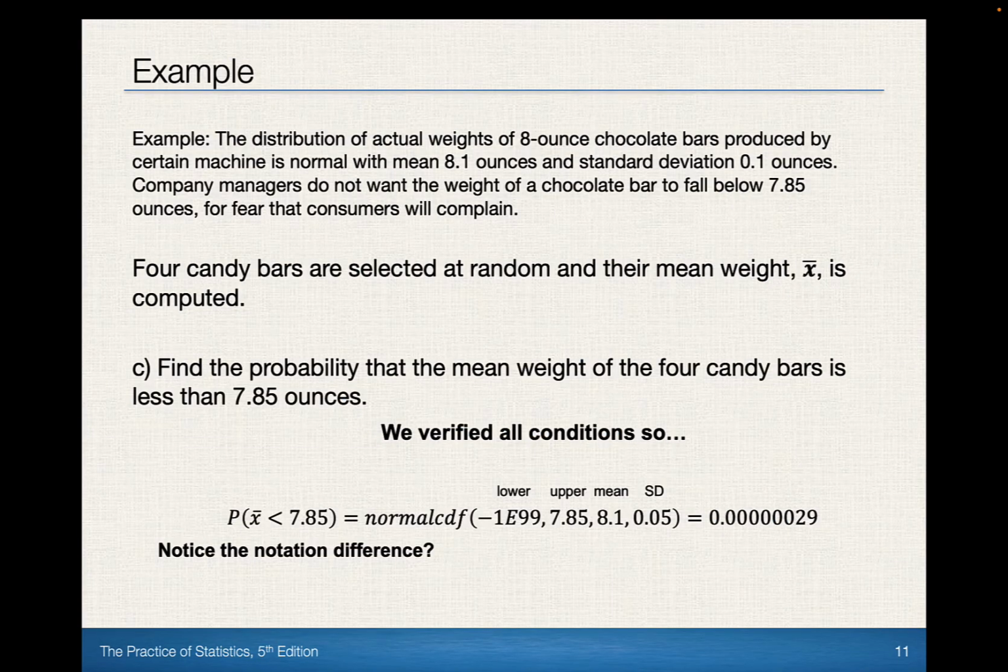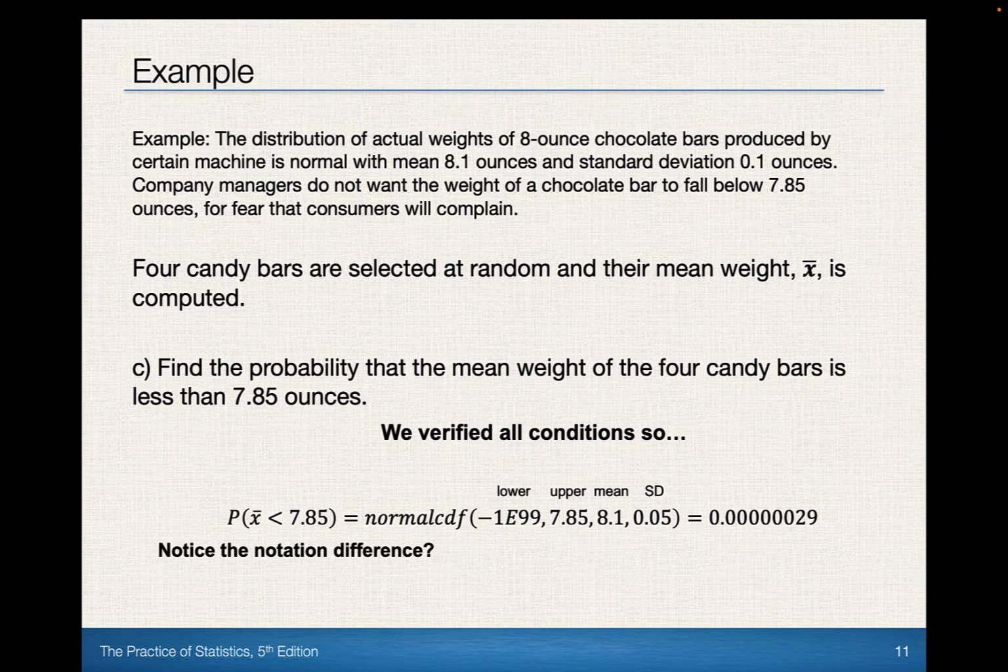When it comes now to finding the probability that the mean weight of the 4 candy bars is less than 7.85 ounces, you can see now from the notation that I've changed it a little bit. Instead of the probability that x is less than 7.85, it's the probability that x bar is less than 7.85. And again, we use our typical normal CDF because we've justified the use of a normal distribution for the sampling distribution. But you can see now that the standard deviation is the big change. It's now 0.05, not 0.1.